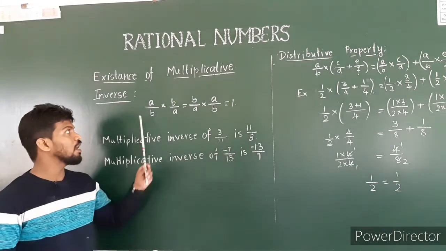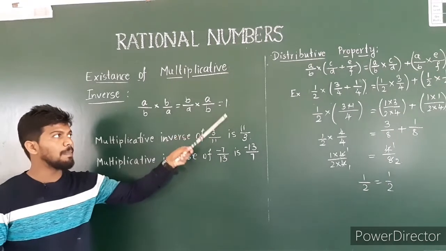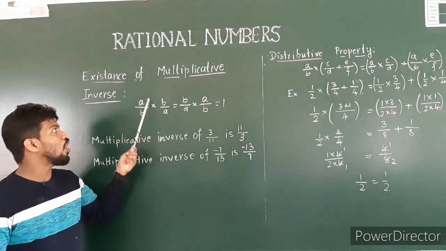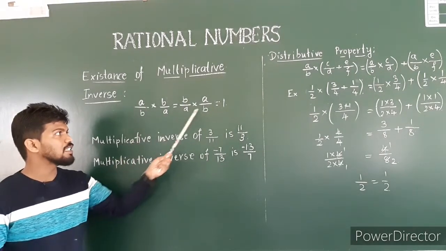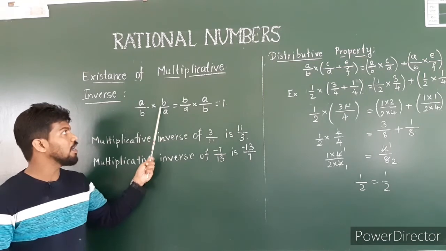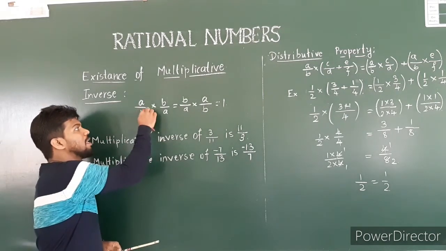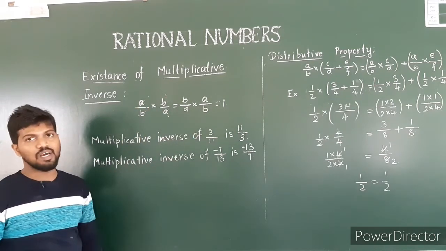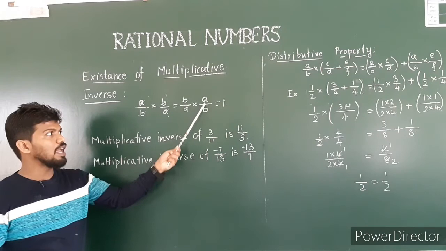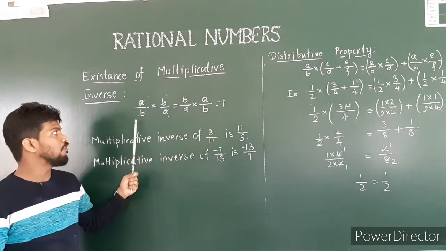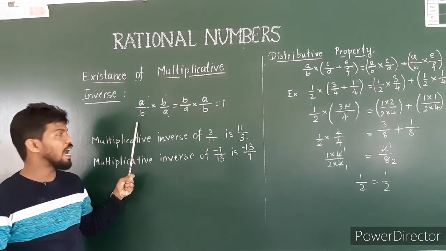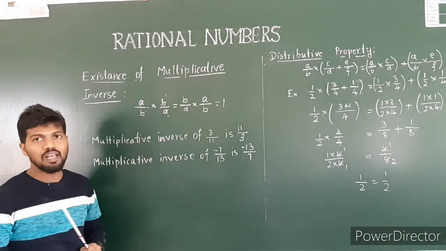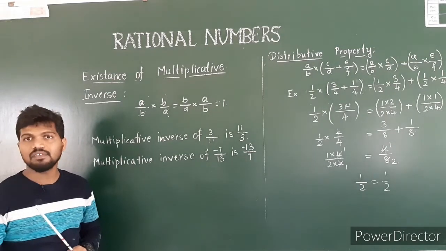When you multiply two numbers such that you get the multiplicative identity, which is 1, then each is the multiplicative inverse of the other. So a/b into b/a: b cancels and a cancels, so you get 1/1, which is equal to 1. Similarly, b/a into a/b equals 1. Therefore, the multiplicative inverse and reciprocal of a/b is b/a. So reciprocal and multiplicative inverse are the same.